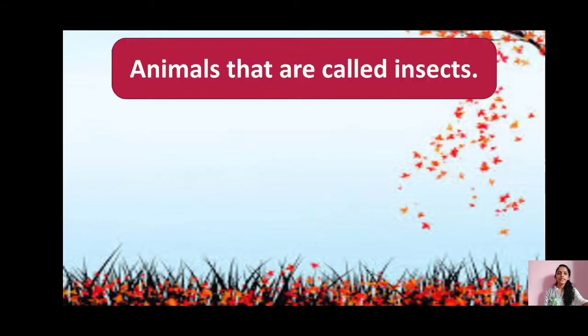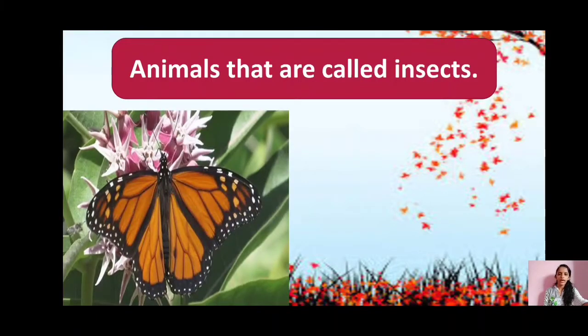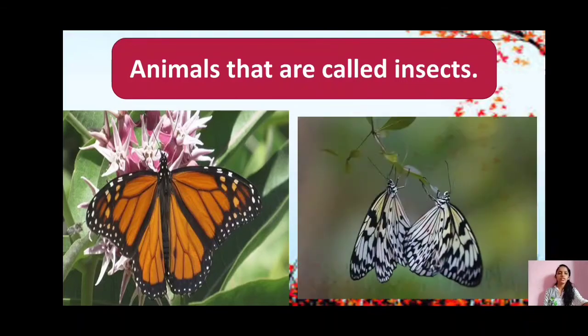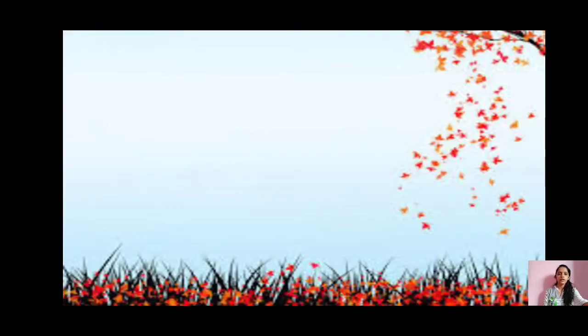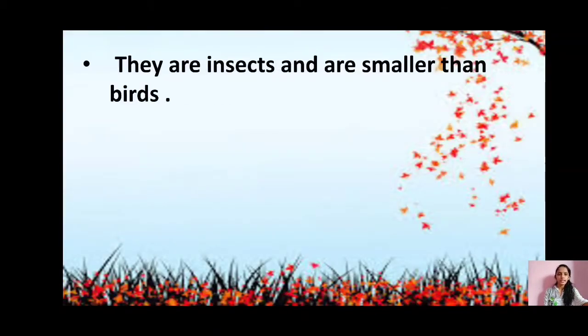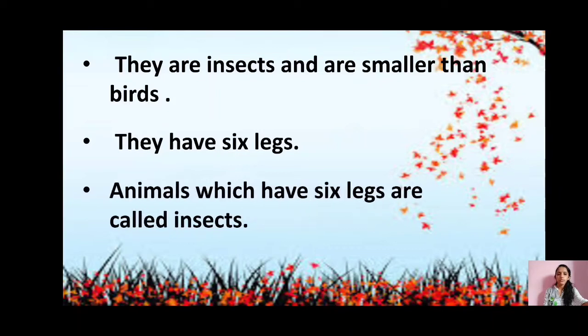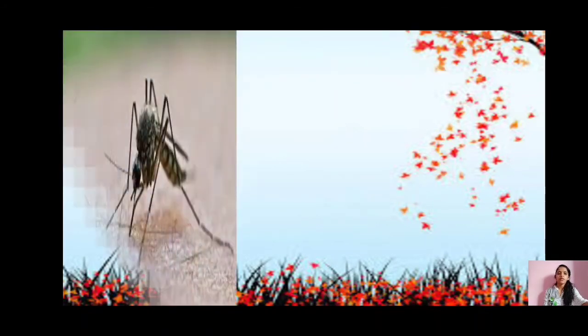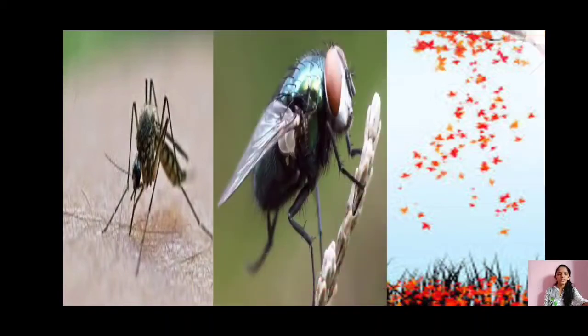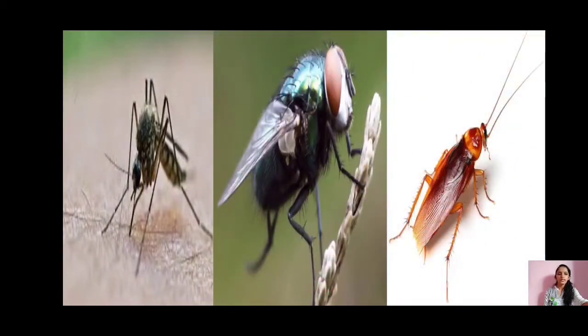Now, let us see the animals that are called insects. We know that butterflies have wings, right? Yes, but we don't call them birds. They are insects and are smaller than birds. They have 6 legs. Animals which have 6 legs are called insects. Mosquitoes, houseflies and cockroaches are insects too.